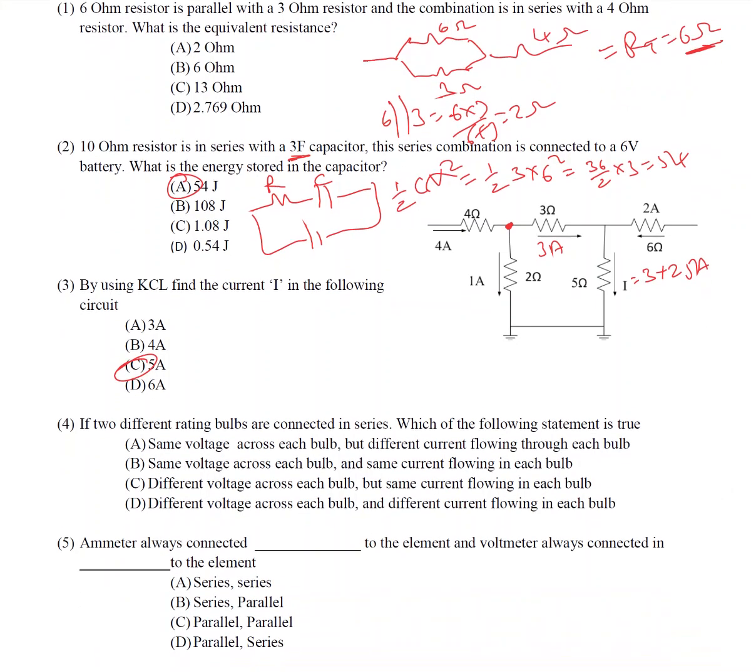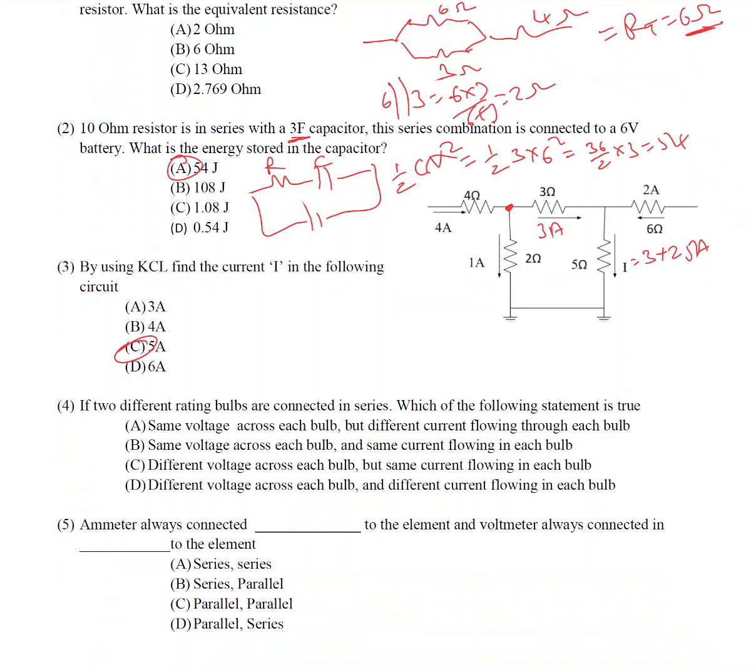Okay. Now, if two different rating bulbs are connected in series, which of the following statements is true? Same voltage across each bulb but different current flowing through each bulb? We did this example in the class. These two bulbs are connected in series. Are we going to have different voltage or different current? For sure, in series, current is the same. So same current, but voltage is going to divide differently based on the resistance value of each bulb. So different voltage across each bulb, but same current flowing through each.